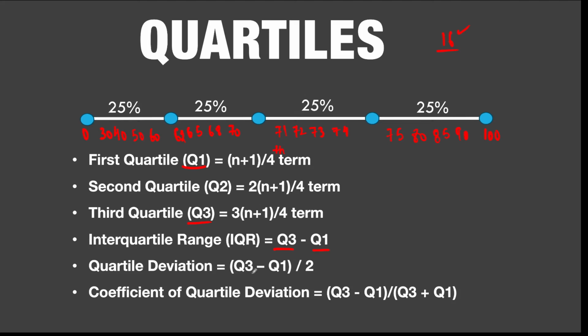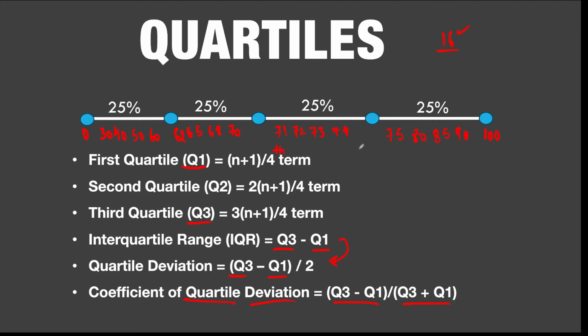Talking about quartile deviation, the quartile deviation is measured as Q3 minus Q1 whole upon 2, or simply the interquartile range divided by 2. Then the coefficient of quartile deviation needs to be found out. At that point, we will be using Q3 minus Q1 divided by Q3 plus Q1. Okay, there is a special way of finding the (n plus 1) by 4th term.